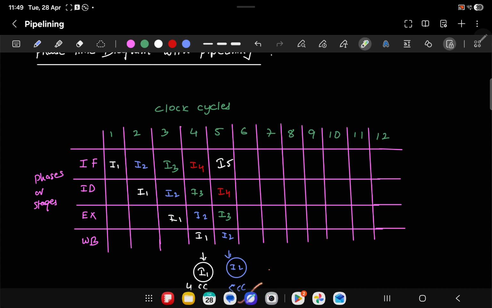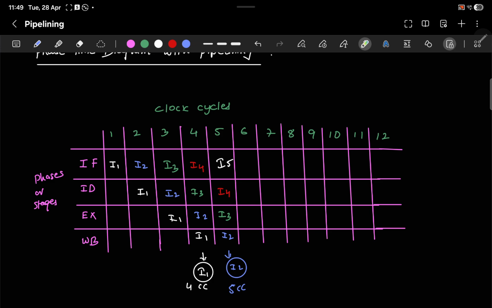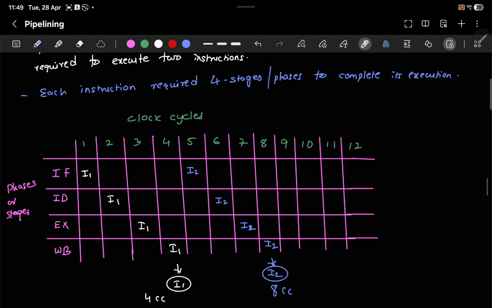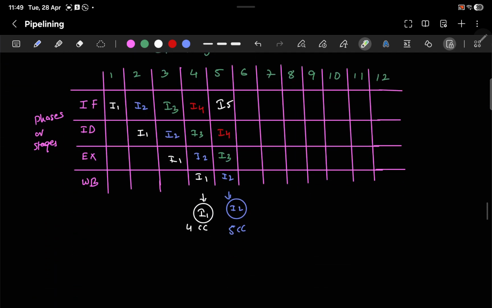It has only taken 5 clock cycles. So back then, without pipelining, to complete 2 instructions it was taking 8 clock cycles. I2 was taking 8 clock cycles, and here in pipelining you can clearly see it is taking only 5 clock cycles. So you can see the improvement, right? Using pipelining, you have improved the efficiency.